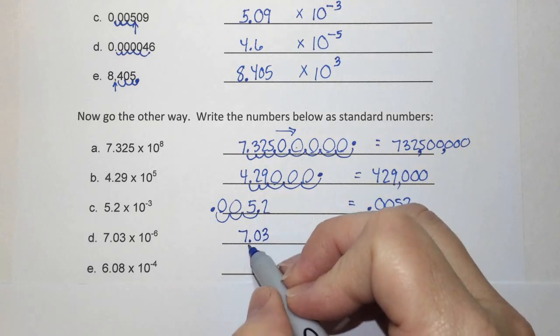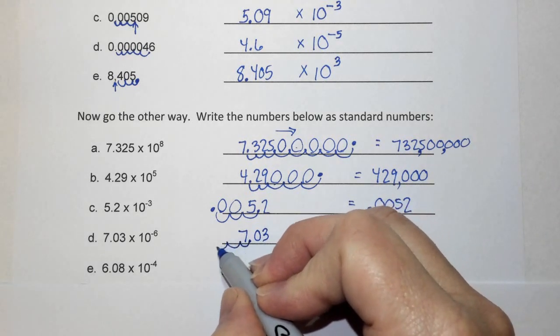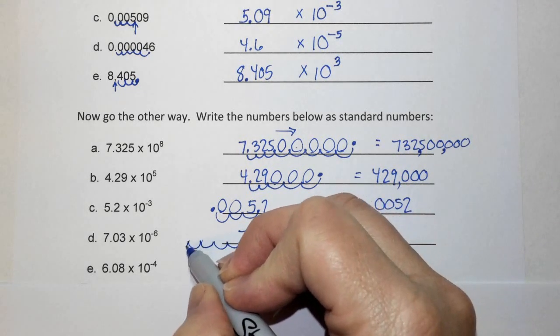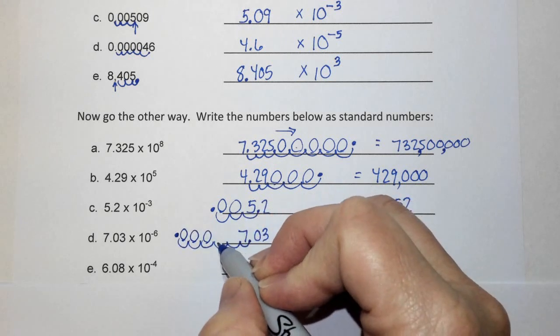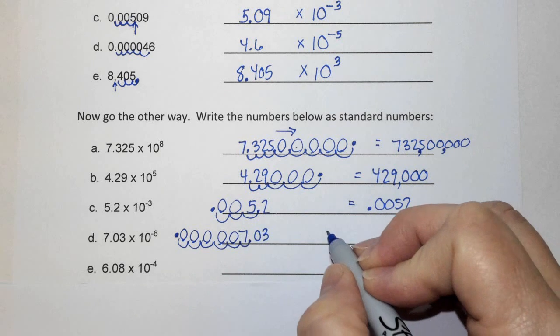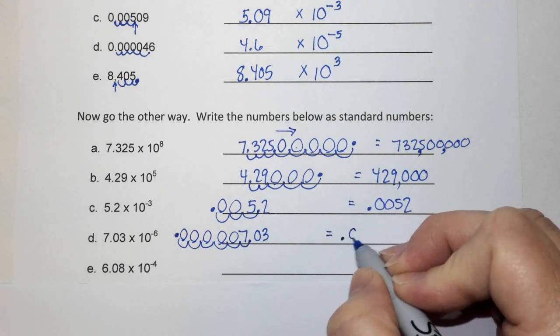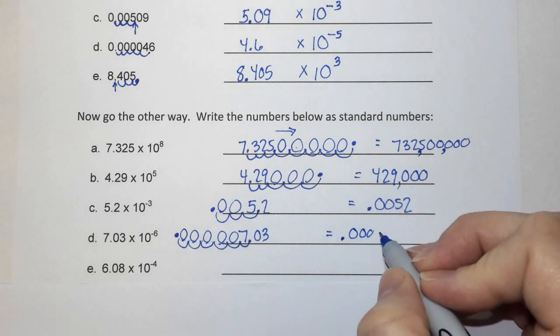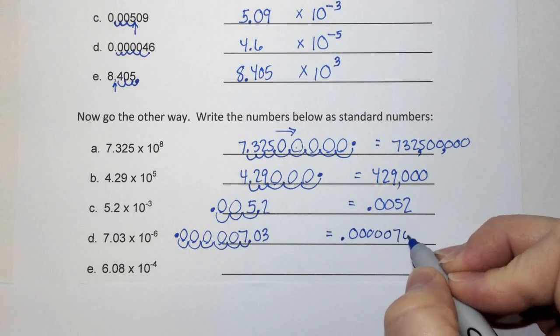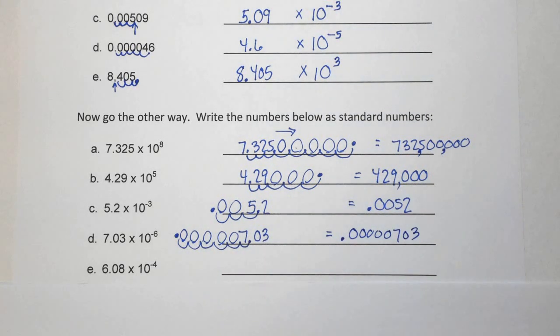Same thing, here's a negative exponent, and that's going to make my 7.03 much smaller. Move it 6 spaces. 1, 2, 3, 4, 5, 6. Put your decimal. Fill in with zeros just to hold the place. And you can rewrite. 1, 2, 3, 4, 5 zeros. There we go.